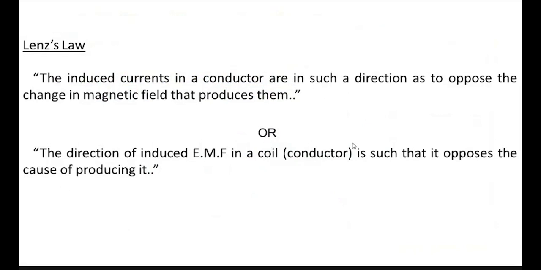Then Lenz's law: the induced currents in a conductor are in such a direction as to oppose the change in magnetic field that produces them. Or, the direction of the induced EMF in a coil or conductor is such that it opposes the cause of producing it. That is Lenz's law. Combining with Faraday's law, E equals minus N d phi by dt. Here the minus sign indicates Lenz's law.